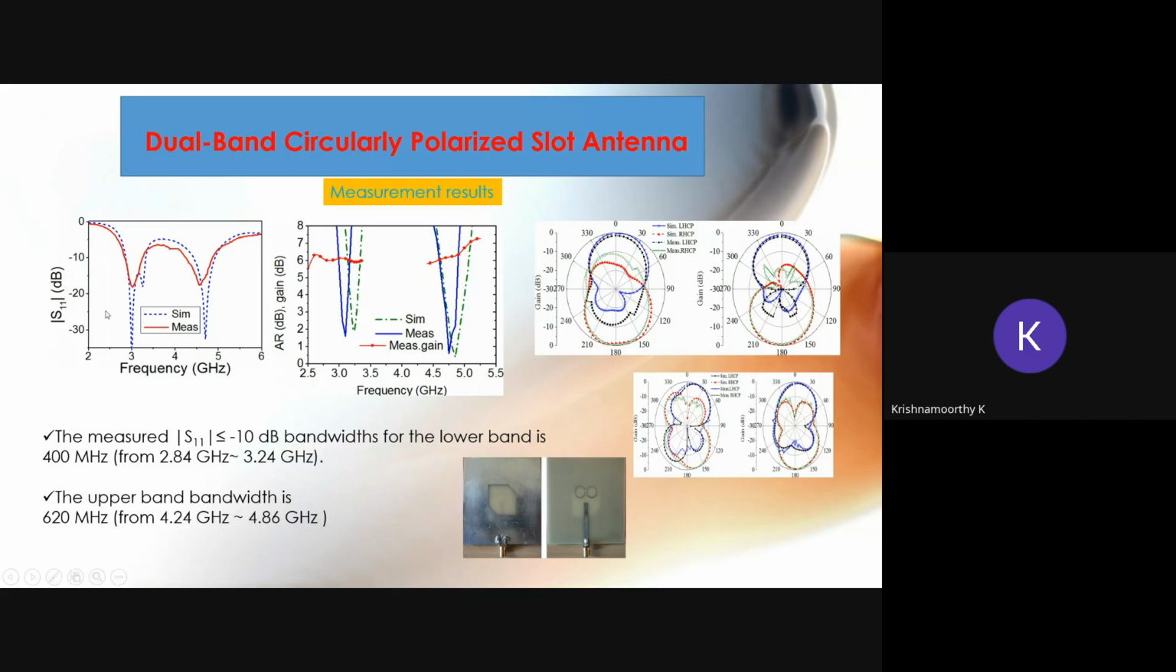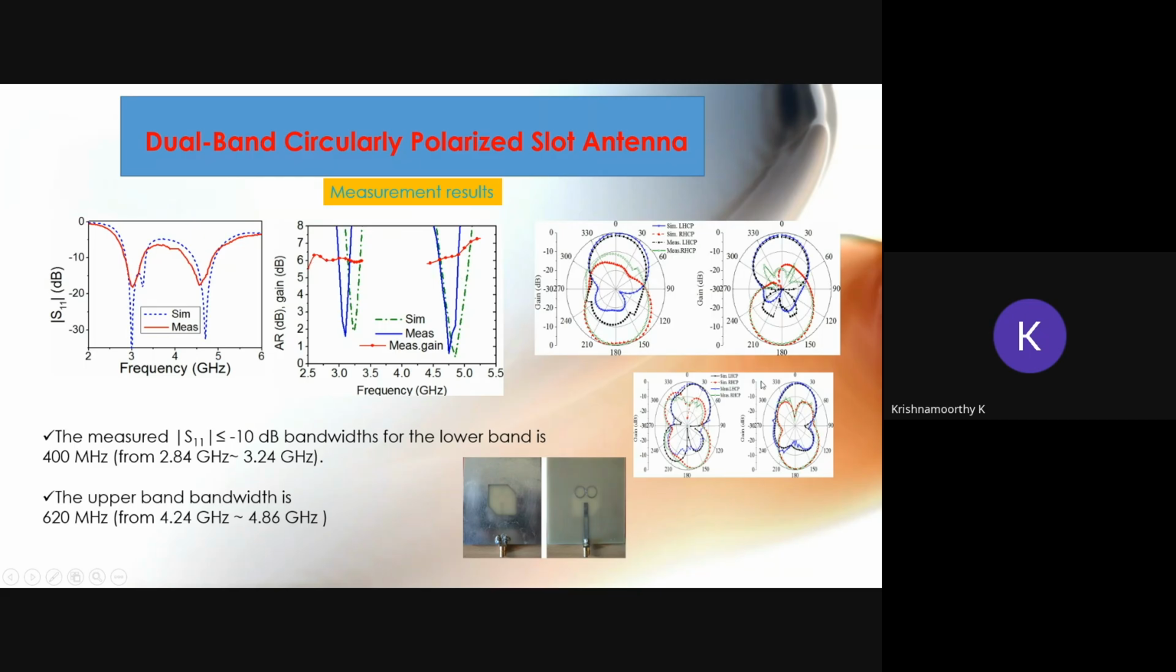Okay, so this is the simulated and measured return loss characteristics of the final antenna. Here we can get the dual resonance frequency, and using this axial ratio plot, we can confirm that in both the bands we can get circular polarization here. The gain is also reasonable, around 6 dB for this antenna.